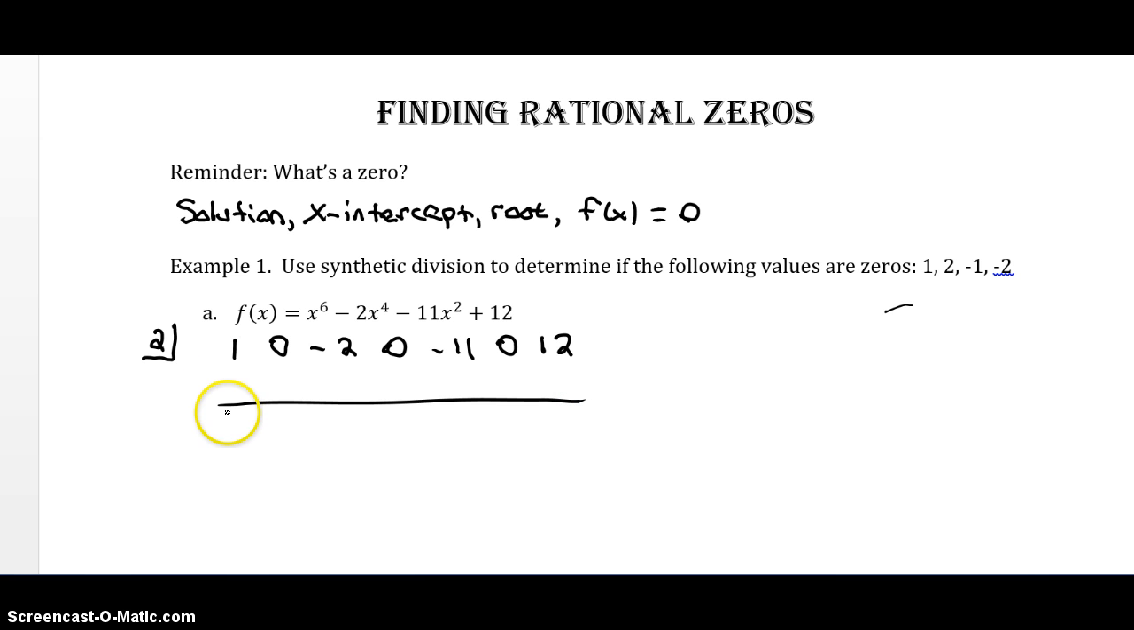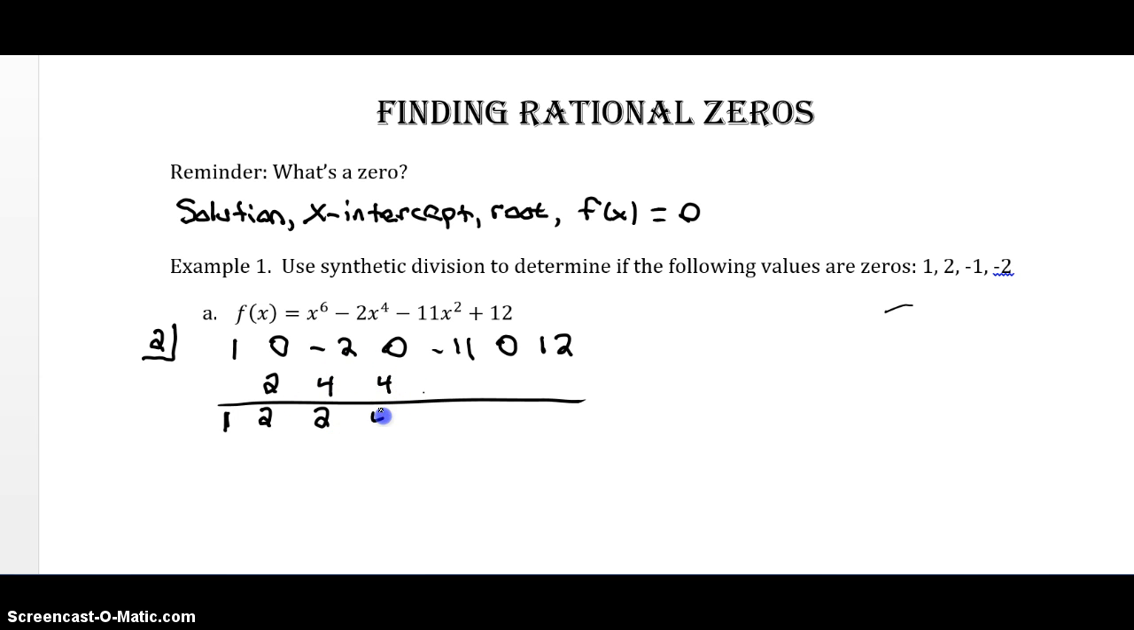This number drops down, so it's a 1. And we always multiply from here to here. 2 times 1 is the 2. And then we add down. So 0 plus 2 is 2. And I kind of start over. 2 times this 2 is 4. -2 plus 4 is 2. 2 times this 2 is 4.